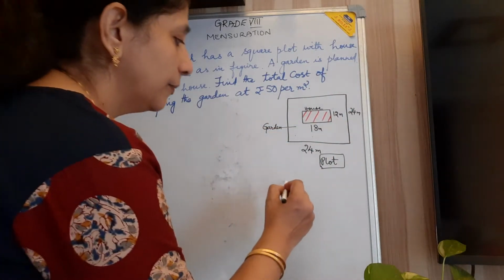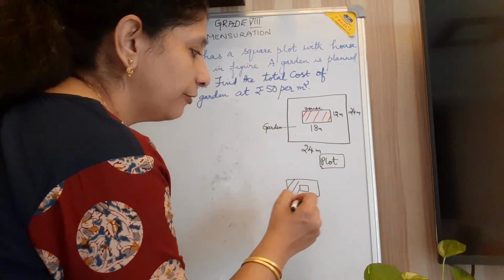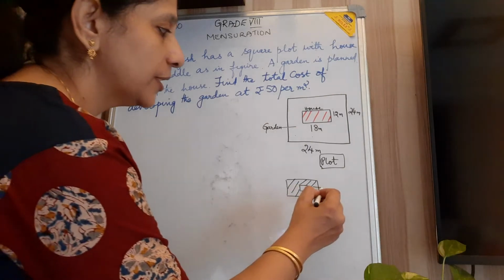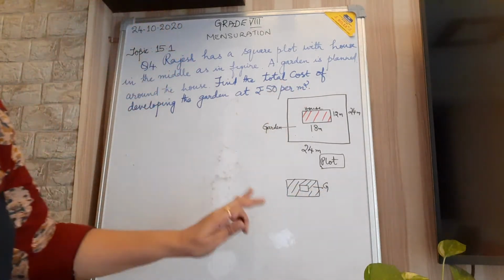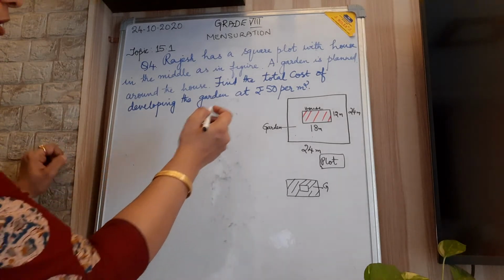Because see that this is the plot and this is the house. So you have to find out only this shaded part. The shaded part, how you will find out? This is the garden. So the total area minus the area of the house will give you the area of the garden. Then you can find out the cost for developing.